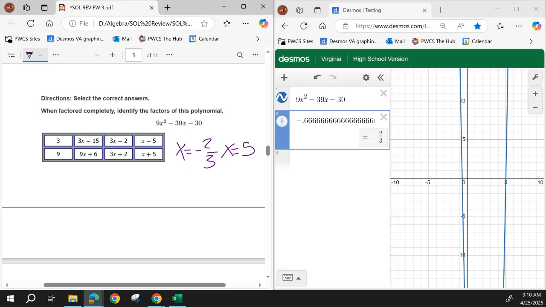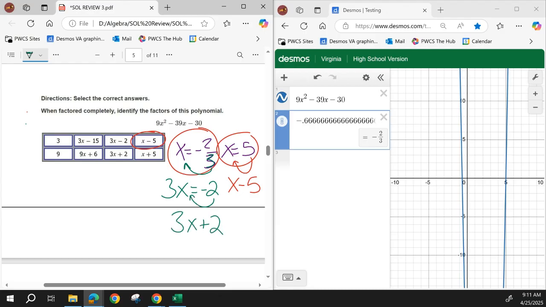In order to find the factors, we unsolve. So to unsolve this one, we're going to move that +5 over, and it's going to become x minus 5. So we can go ahead and look, click that one. That's one of our factors. To unsolve x equals -2/3, we have to do a little bit more. 3 is dividing on the right side, so when we move it over, it's going to be multiplying the x. And then we have the -2 that comes over and becomes +2. And so then we have one of our other factors.